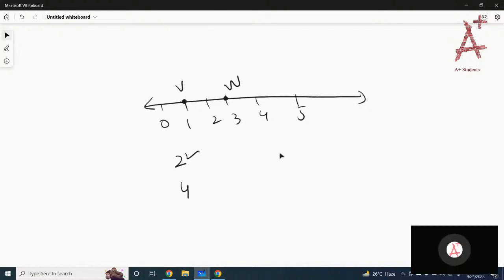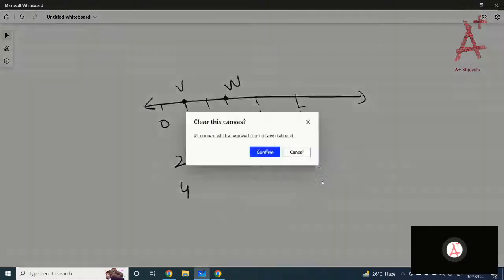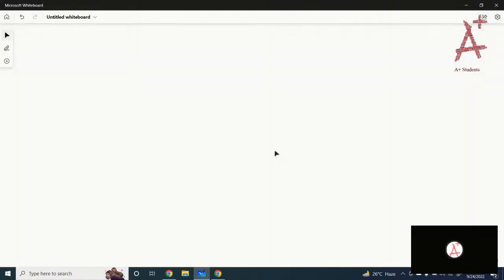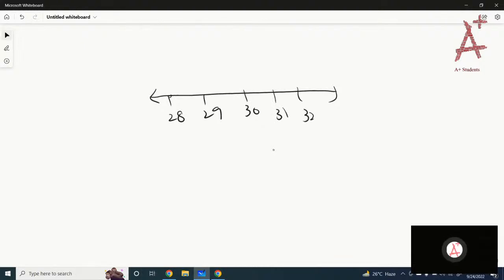The next one is what is the coordinate of ST? You have S at 28, 29, 30, 31, 32. And here you have S and here you have T. So the options you are given below are 29 and 35. So which is the correct option?